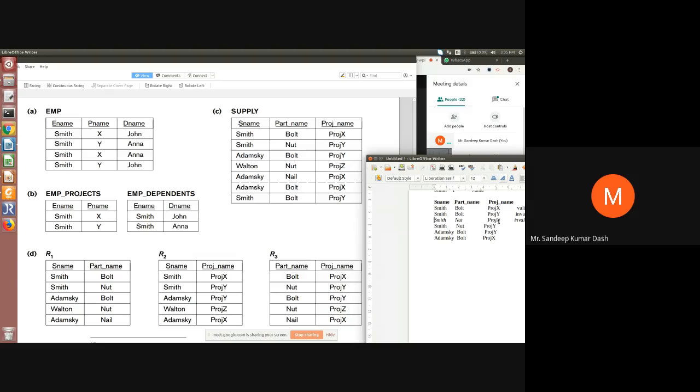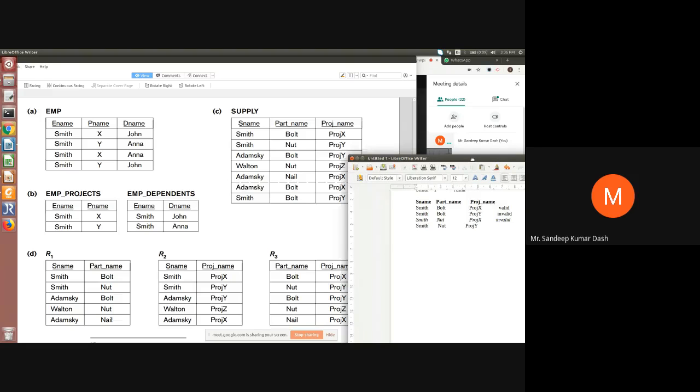Then you try to combine. Suppose I am removing this because I am considering only the Smith part. I will combine this resultant with R3. What will be the additional tuple? Part name, project name. So I can combine based on either part name or project name, anything. Suppose I am combining based on part name. Bolt. Bolt is there, so it will be matching with this. So Bolt and project X will be there again. That means Smith, Bolt, project X, that is a valid relation always. Then Bolt and project Y. Bolt and project Y is already there. So this 2 will be still valid.